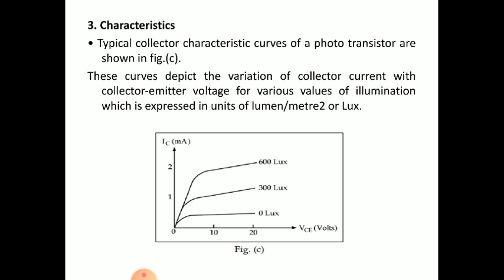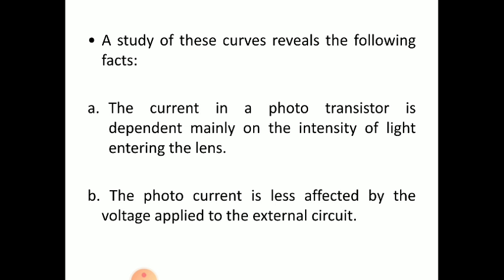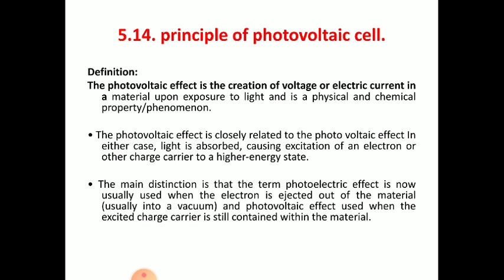With the illumination increasing, the current will double and increases rapidly. It depends mainly on the light intensity only, not the applied voltage. The photocurrent is less affected by the voltage applied to the external circuit.